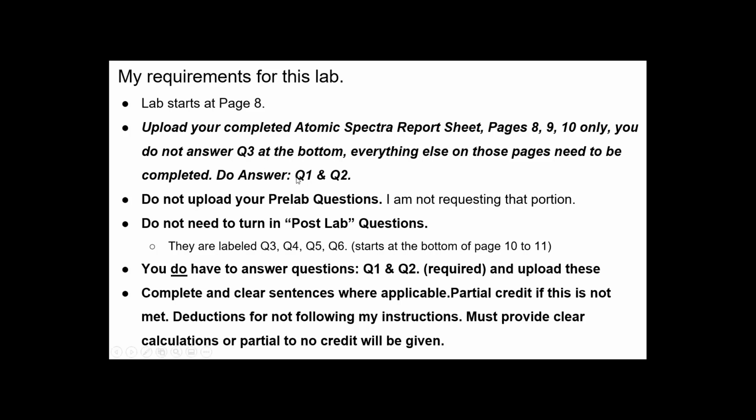Now, there are 3 questions in between these sections or close to each other. You have questions 1, 2, and 3. I don't care about 3. It's at the bottom of page 10. You do not have to answer it. And if you do, that's fine, but you're not going to get extra credit. I do expect you to answer questions 1 and 2. So this is not a lot of work compared to what you guys have done in the past. Complete 8, 9, and 10. There are calculations. I have put up sample problems to help you understand how to do that. And then answer questions 1 and 2.